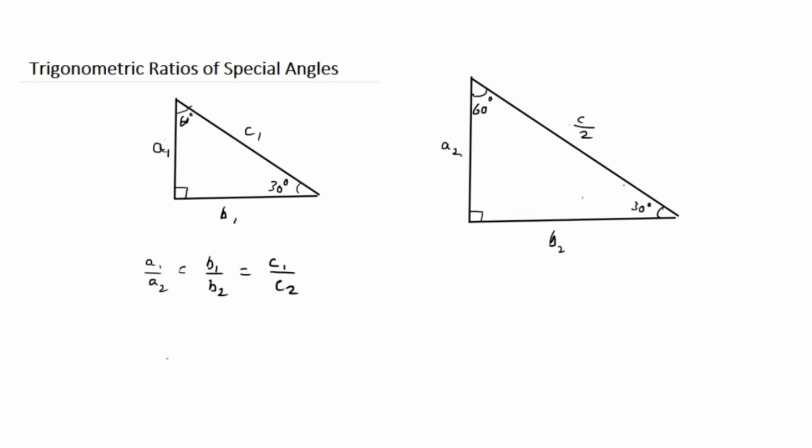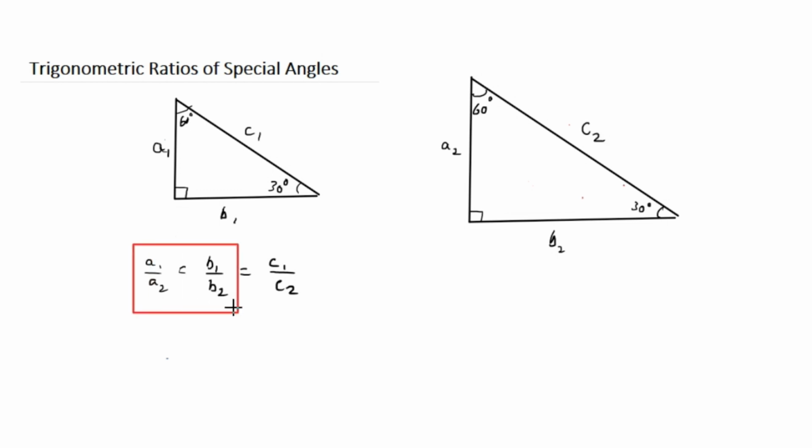Since A1 and A2 are corresponding sides in both the triangles, so are B1 and B2, and so are C1 and C2, where C1 and C2 are hypotenuses of the respective triangles. Now this should not be C over 2, it should be C2. So let me make that correction.